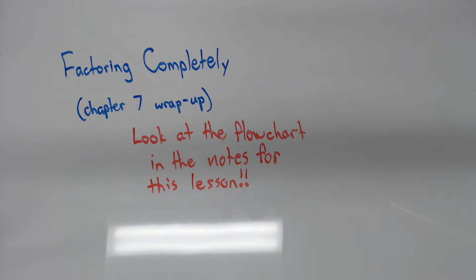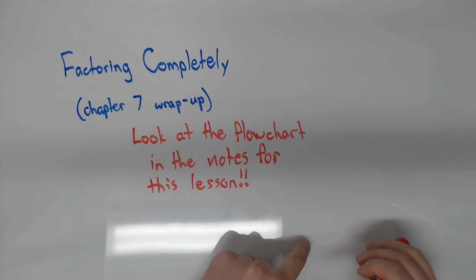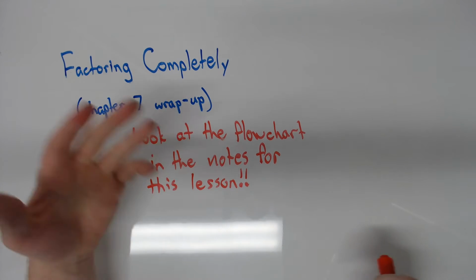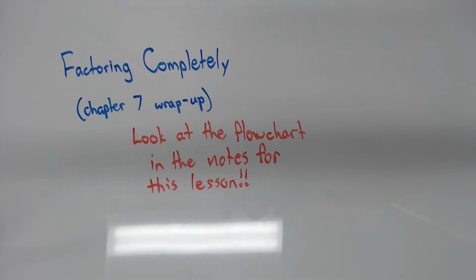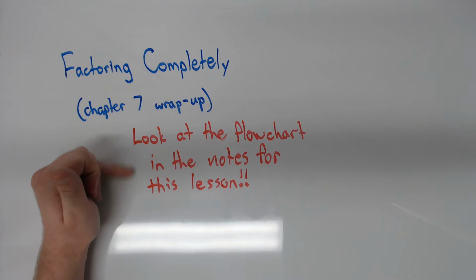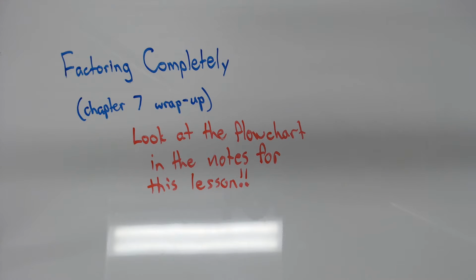Factoring completely is kind of pulling everything together from 7.4 onwards. So, chapter 7 wrap up. Originally this was part of lesson 7.8, but we started 7.8 with the factoring by grouping. So keep the flow chart handy during the 3 or 4 examples I do in this video, just so you can follow which step I'm on.